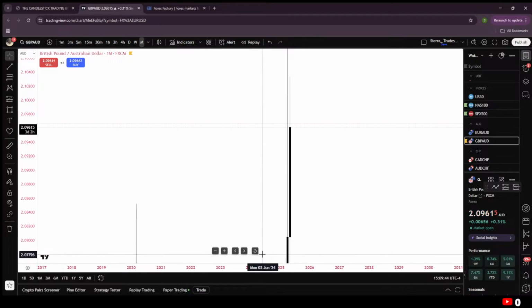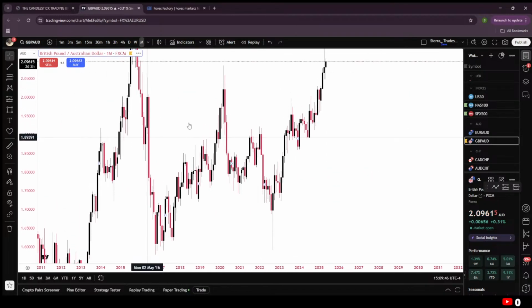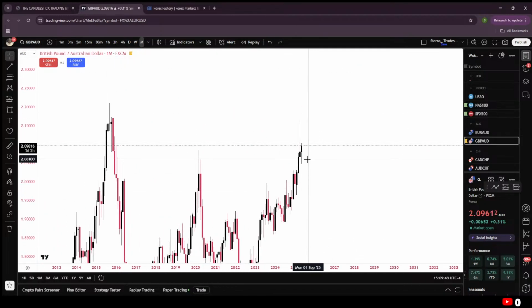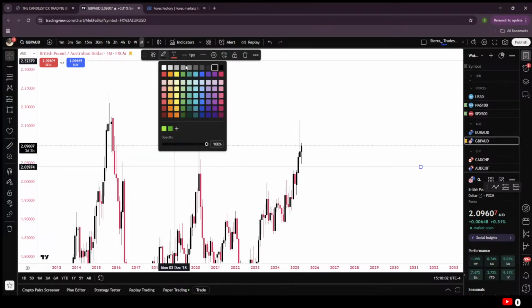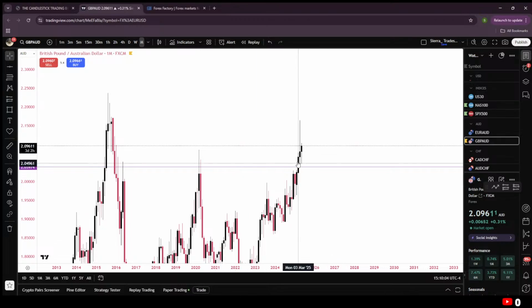So we're going to do our top-down analysis, all right? And I see that we have a gap here on this monthly, so I am going to mark that up. All right, and then if you don't know, my fair value gap lines are purple, my CRT is black. All right, so now we're going to go down to the weekly.